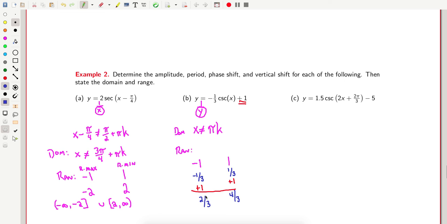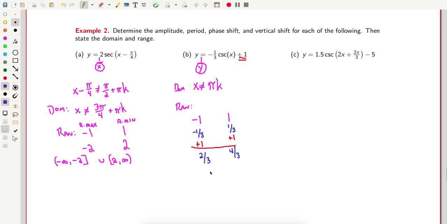And remember, we're going to take the smaller number and go less than or equal to that value, and take the larger number and go greater than or equal to that value. So the smaller number here is 2/3, so it's -infinity to 2/3, including the 2/3, or, I should say again, or 4/3 or higher. So 4/3, that's a 4, and higher. And there's our range. All right, part C, we have 1.5 cosecant of 2x plus 2 pi over 3, minus 5.